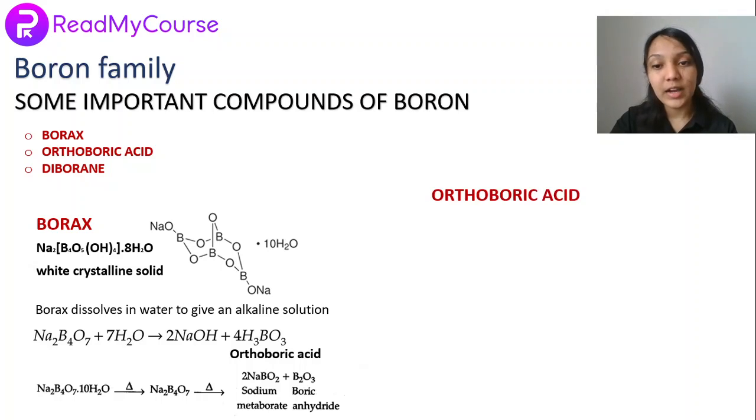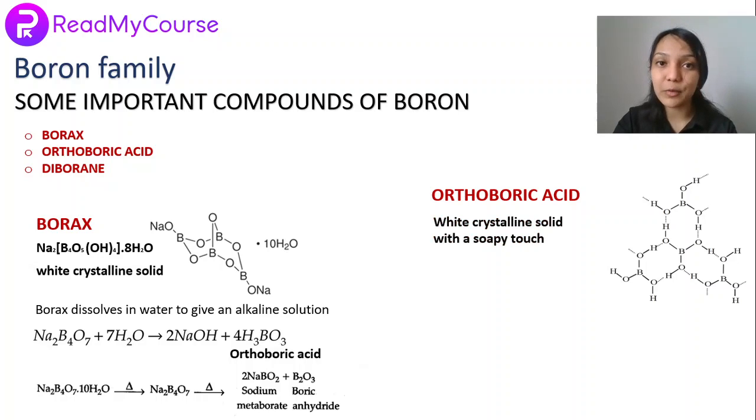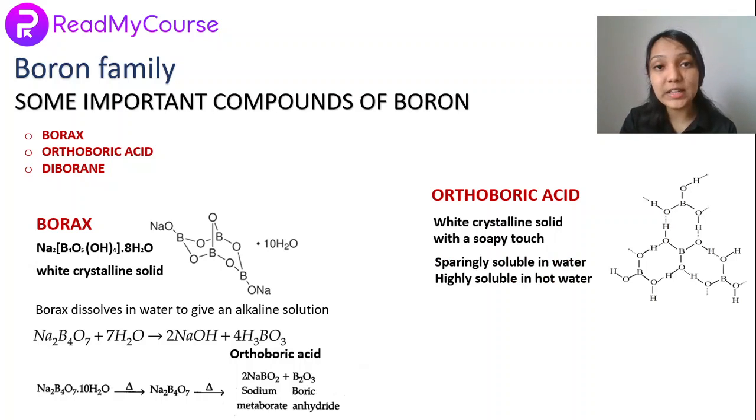And the next one is orthoboric acid. We just saw how orthoboric acid is obtained. So this is how orthoboric acid looks, the structure of orthoboric acid. Again, it is a white crystalline solid. It has a soapy touch. And it's sparingly soluble in water, and it is highly soluble in hot water. So orthoboric acid in regular water at room temperature is sparingly soluble, but when the temperature of the water is increased, that is for hot water, it is highly soluble.